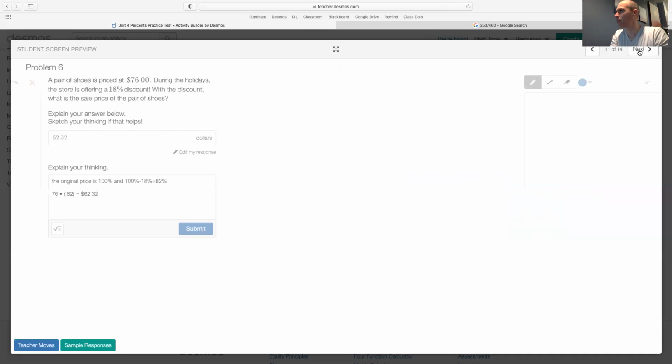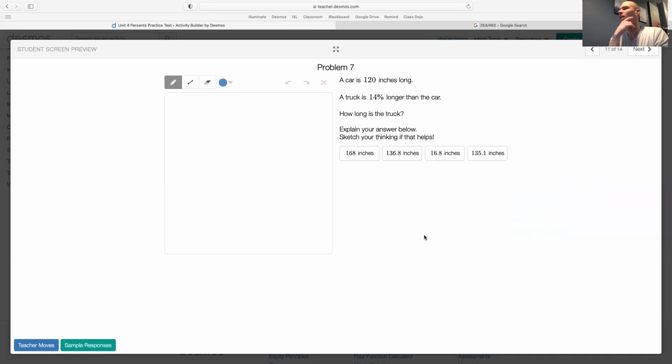All right, let's go on to the next one. A car is 120 inches long. A truck is 14% longer than the car. How long is the truck? So this is a question where we're given the whole, or the original number. The 100% value in this case is right here, the original 100%. And then this is our percent increase. Increase means something's going up, right? It's getting longer.